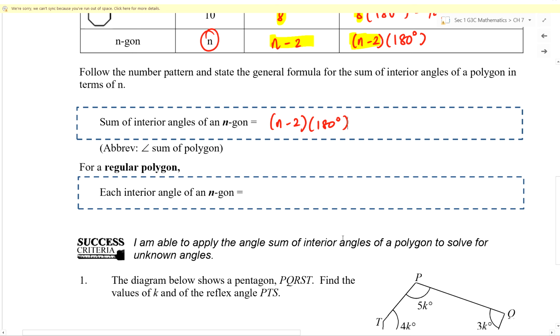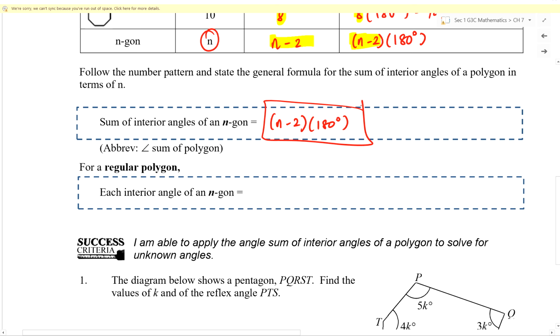Abbreviation is as such, angle sum of polygon. Now, a regular polygon means that all the angles, all the interior angles, have the same size. Now that I know that the sum of an n-gon is n minus 2 times 180 degrees.